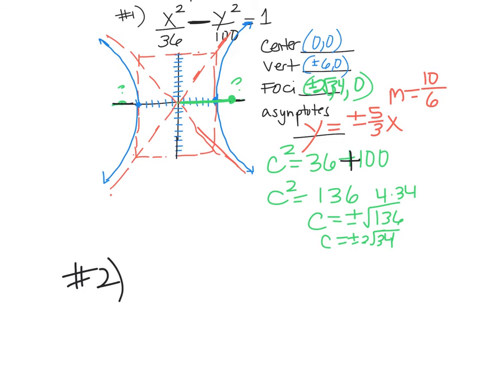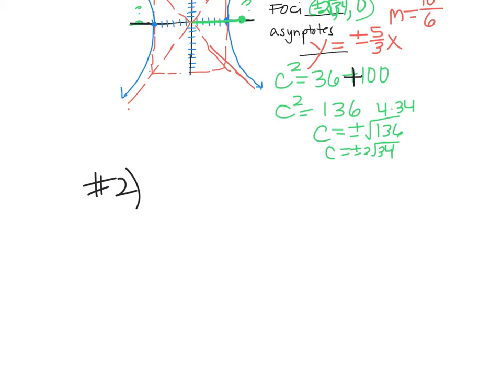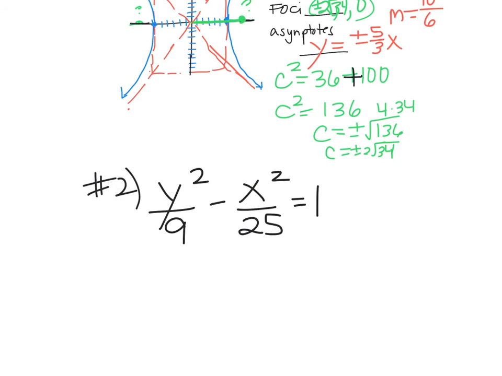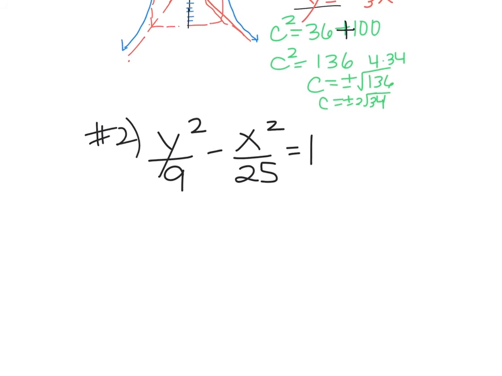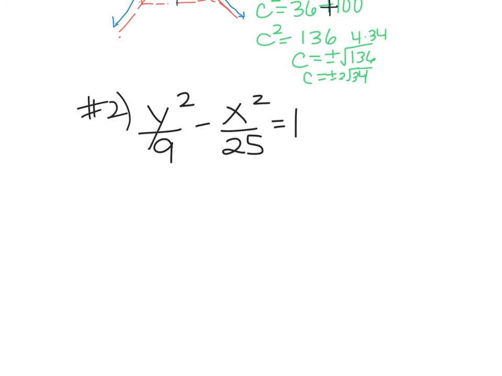All right, you know what I'm going to do next, right? We did a side-to-side one. Let's go ahead and do an up and down one. So let's do y squared over 9 minus x squared over 25 equals 1. Once again, it doesn't matter which one's bigger, 9 or 25. It matters which one comes first. So I always plot it like that.